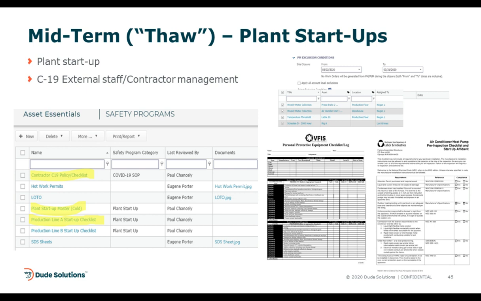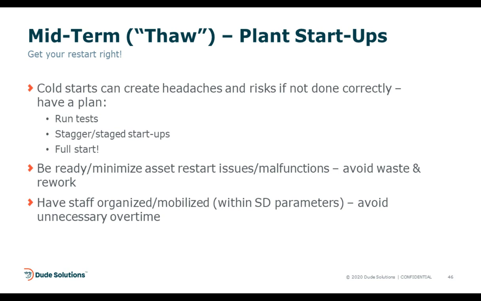Also, you can have your job safety assessments, your lockout tagout procedures. Plant startup, both globally across the plant or specific production line startup plans, production line startup checklists. All that documentation can be contained within your CMMS. Same way you can have a job safety assessment or safety data sheets, build out that documentation, have it available to appropriate staff. Get your restart right.